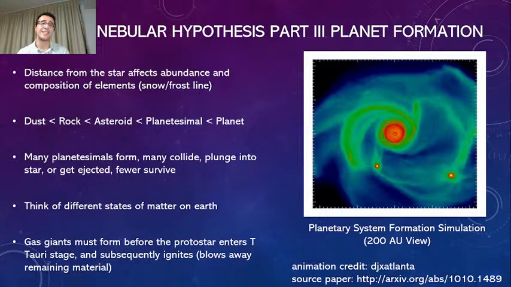For example, the sun has 99% of the mass of the solar system, but it only has a fraction of the angular momentum, while Jupiter has about 60% of the angular momentum. Why? Because Jupiter orbits farther out from the sun, and so it is rotating. And it is that rotation from such a removed distance from the sun that gives it such a big amount of angular momentum. Now, gas giants must form before the protostar enters the T-Tauri stage and subsequently ignites, meaning before fusion starts inside the star. As soon as that happens, it will blow away the remaining material.